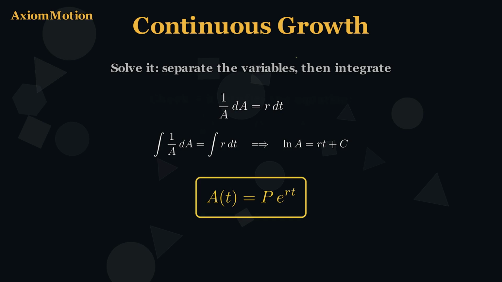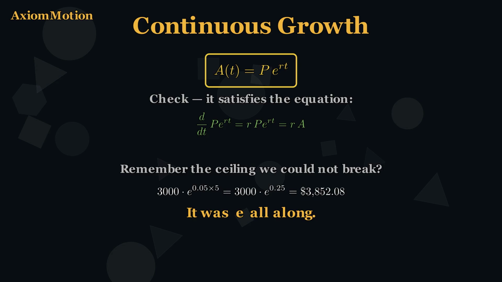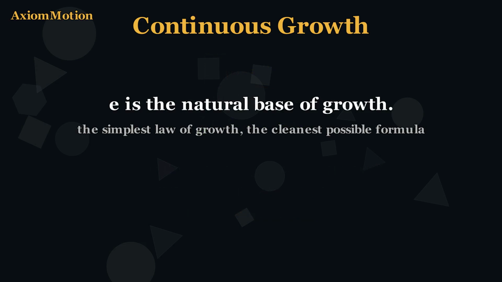Let's check it. The derivative of P e to the rt is r times P e to the rt, which is exactly r times A. The formula satisfies our equation perfectly. And now the payoff. Remember the ceiling from a few sections ago? $3,000 at 5% for 5 years compounded continuously is 3,000 times e to the 0.25. That is $3,852.08, the exact ceiling we could not break. It was e all along. This is why e is called the natural base of growth. It turns the simplest law of growth into the cleanest possible formula.